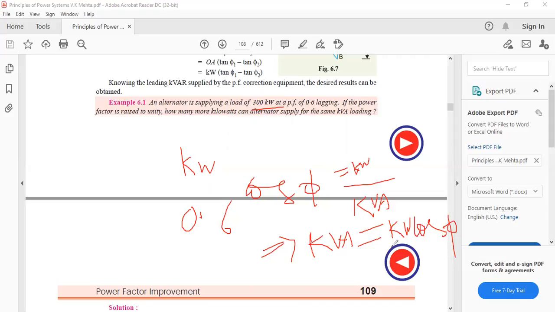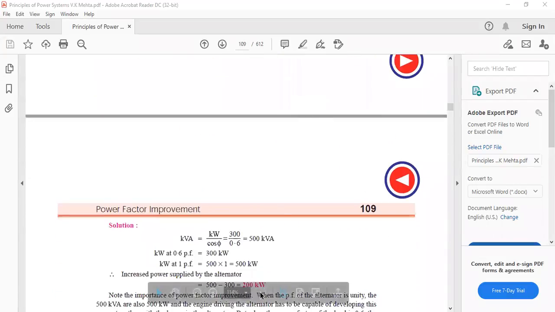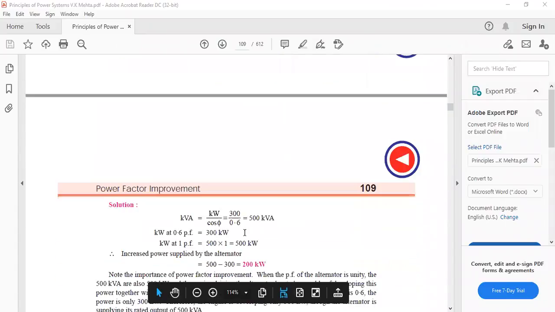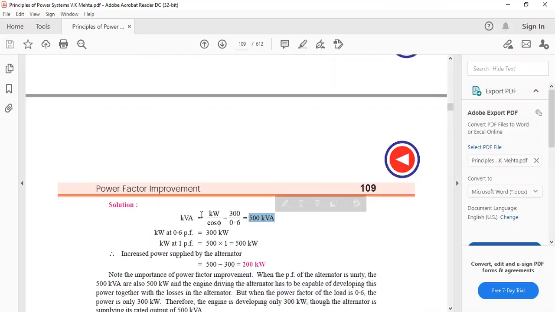Suppose if you want kW from the kVA and power factor value, then kW is equal to kVA into cos phi. According to our requirement, you can change this formula from the basic definition of the power factor. The same we are doing here. See, kVA is equal to kW by cos phi. kW, kilowatts, is already given: 300 by 0.6. So this is the kVA rating of your alternator to supply at 0.6.